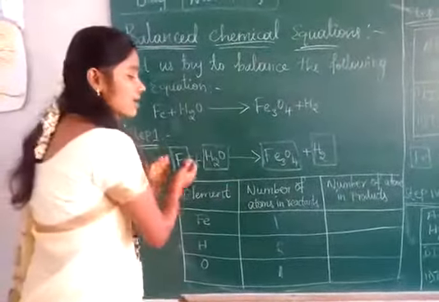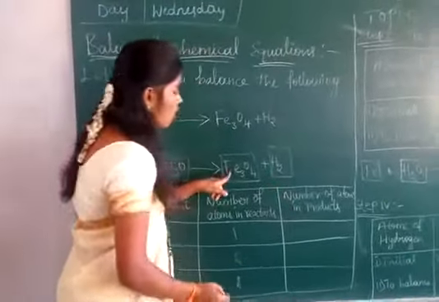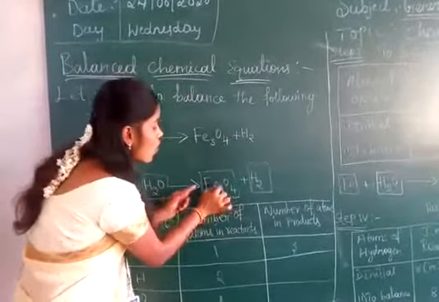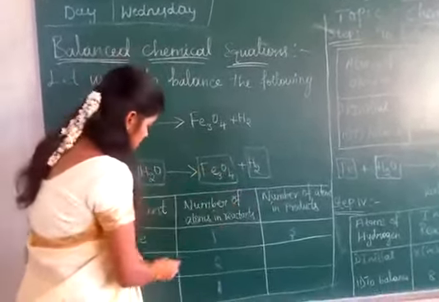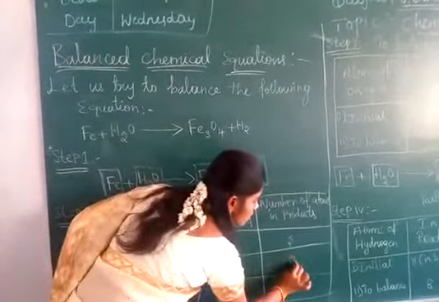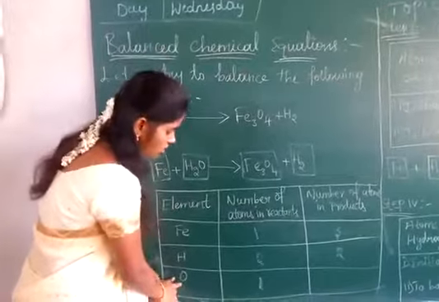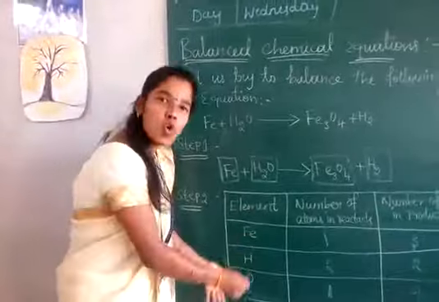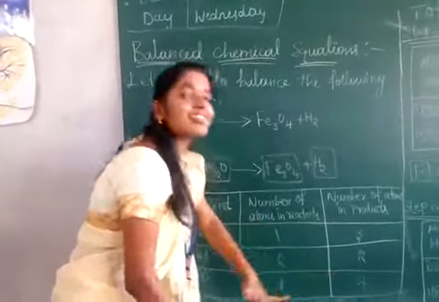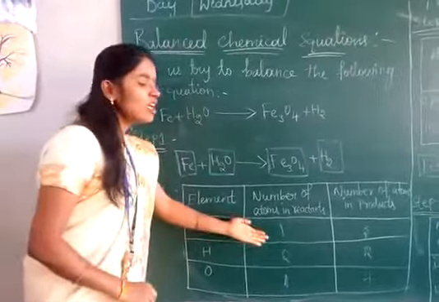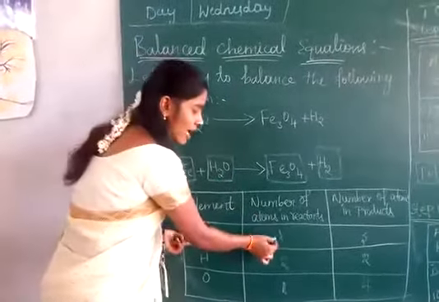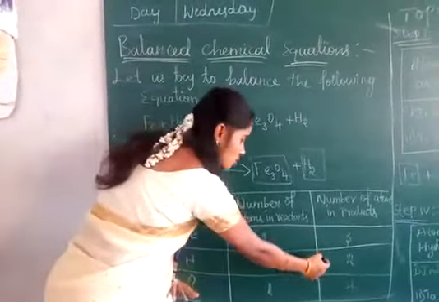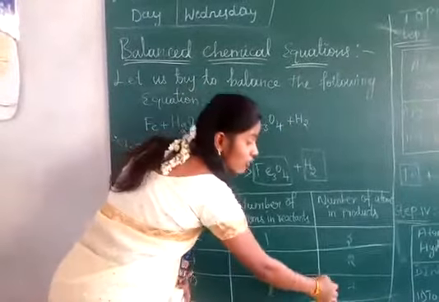This is the reactant side. Next, the product side: how many iron are there? 3. Fe3. Okay, this 3 is only for iron, not both. Next, hydrogen: how many hydrogen are there? 2. And oxygen: how many oxygen are there? 4. So this table shows that reactant and product sides are not the same. It proves that this is a skeletal equation. See, here only one iron is there on the reactant side, but on the product side 3. Hydrogen is 2 here, 2 there. But oxygen is only 1 here, and 4 there.